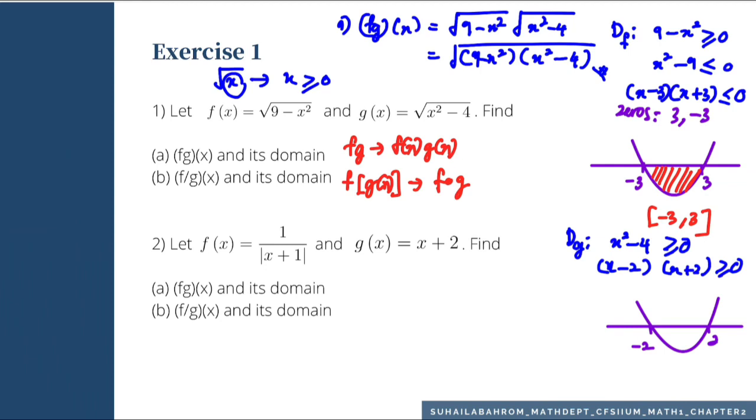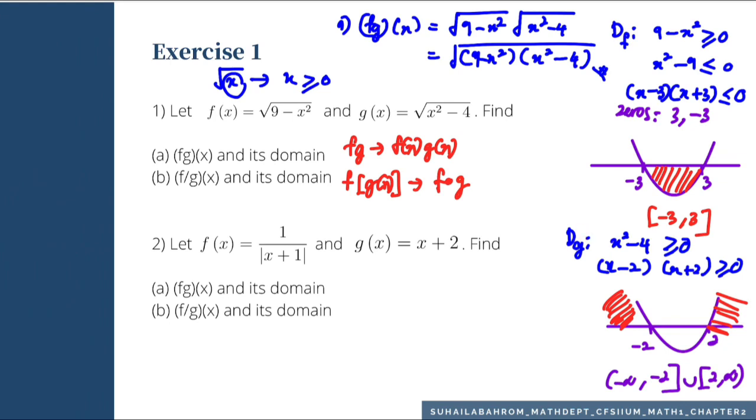Since it is greater than or equal to, the shaded area should be on the left and also on the right side. So from here, our domain is from -infinity until -2, closed, because there is an equality sign here. Closed, union with the other values of x, which is 2 until infinity. What we need to do with these two domains is find the intersection.